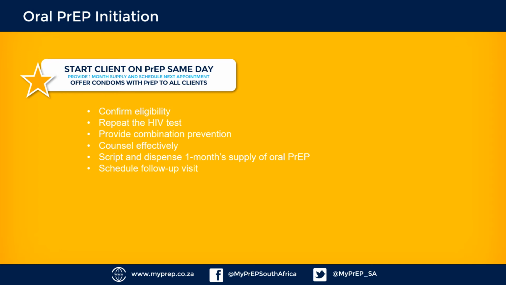At this visit, you will provide a script for 1 month's worth of PrEP and give the patient 1 month's supply. You will then give the patient a follow-up date for 1 month's time. If you do not do same-day initiation, you must initiate the client on PrEP within 1 month of screening. Initiation within 1 month of screening the patient is important because the other test results will still be relevant. However, you must still repeat the HIV rapid test.